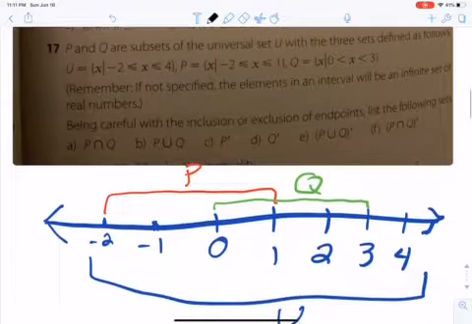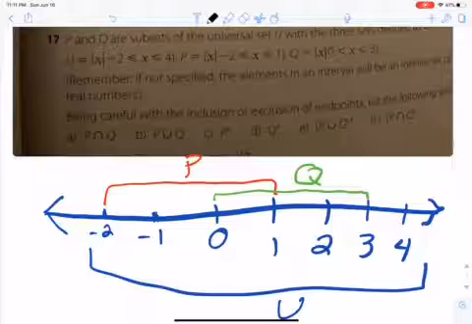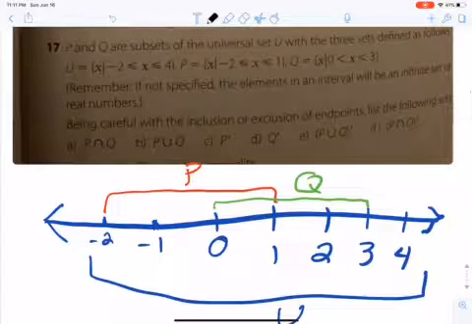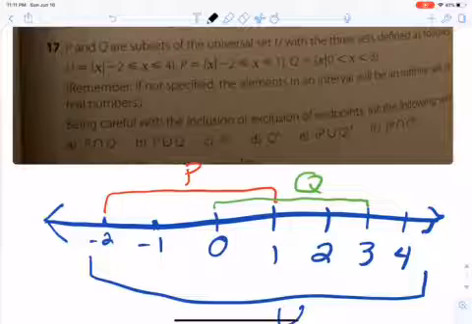Alright, so now we're going to work on number 17. It says if P and Q are subsets of the universal set U, with the three sets defined as follows: U is blah blah blah, P blah blah blah, Q. It also says to remember that if not specified, the elements in an interval will be an infinite set of real numbers. So it's not going to be any complex numbers.